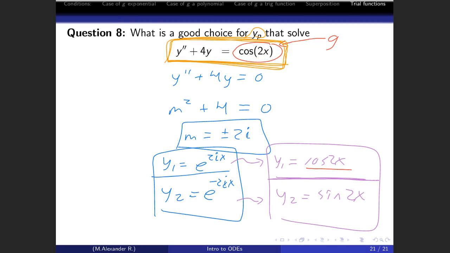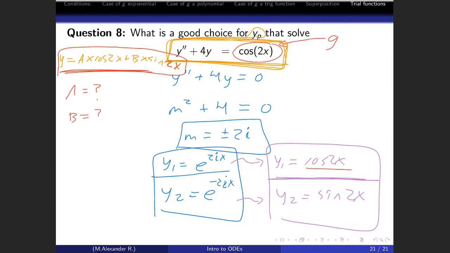So a good guess will be the following. We're going to guess that it is going to be a combination of, let's call it, Ax cosine 2x plus Bx sine 2x. Let me put that in red. All right, so this will be a good guess for the solution of this differential equation. Now the task is to figure out what A is equal to and what B is equal to. We've done the process several times now, but I just wanted to emphasize that making a good choice for the particular solution is sometimes tricky.